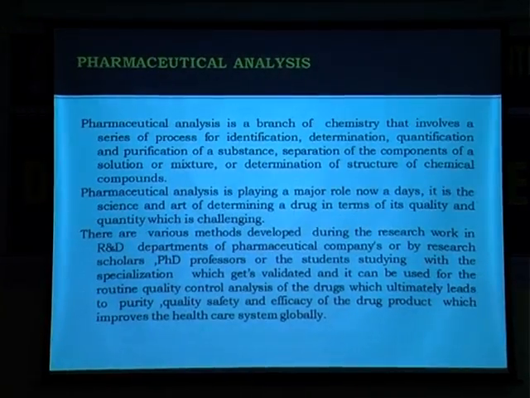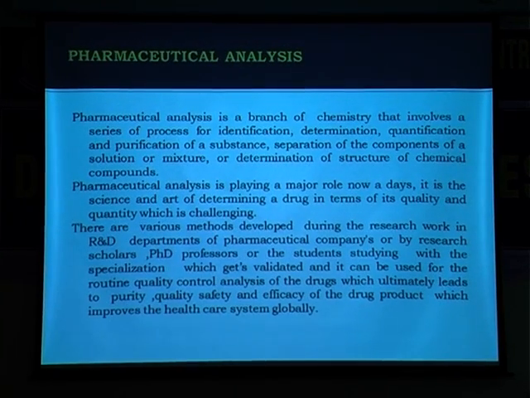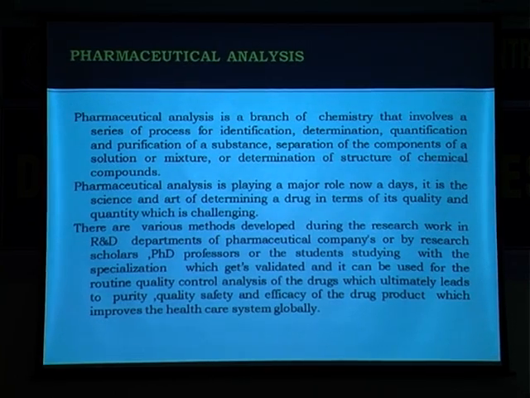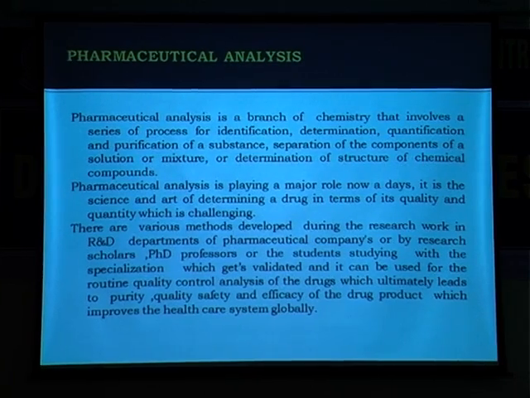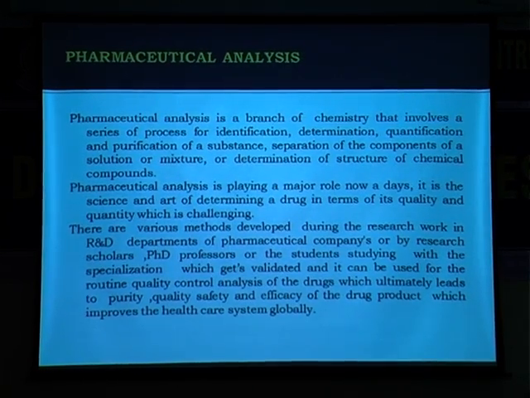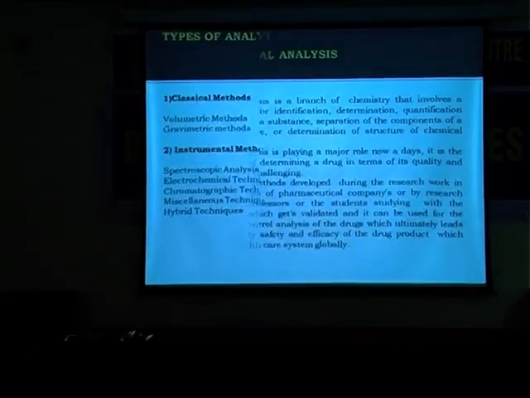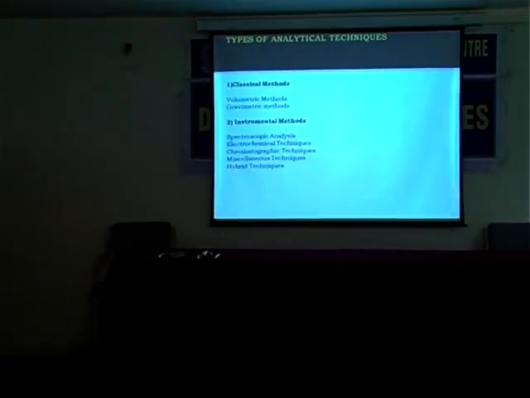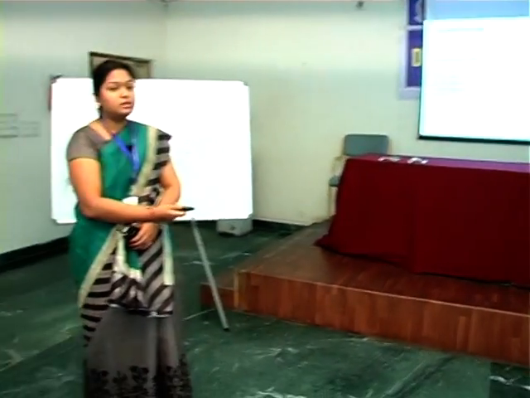So what happens when quality control labs are using this developed method? They are increasing the efficiency, potency and quality of the drugs produced, thereby improving the healthcare system globally. Once we are getting more potent, higher quality and more efficacious drugs, we are thereby improving the healthcare of the people. So we know the analytical techniques are broadly classified into two types: classical methods and instrumental methods.